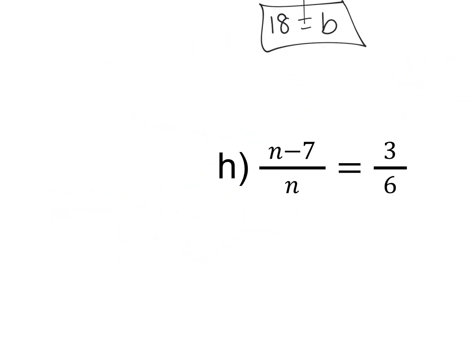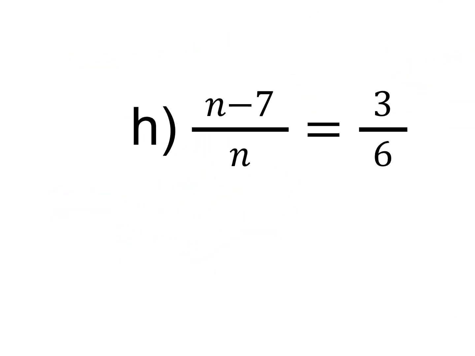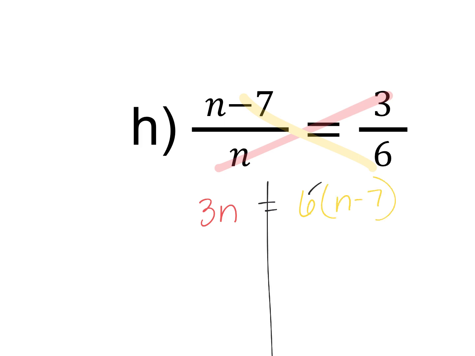All right, let's do this one. Same thing. I'm gonna cross multiply. So this would be 3 times n. 3n is equal to 6 times n minus 7. Let's go ahead and distribute it. So 6 times n is 6n. 6 times negative 7 is negative 42.